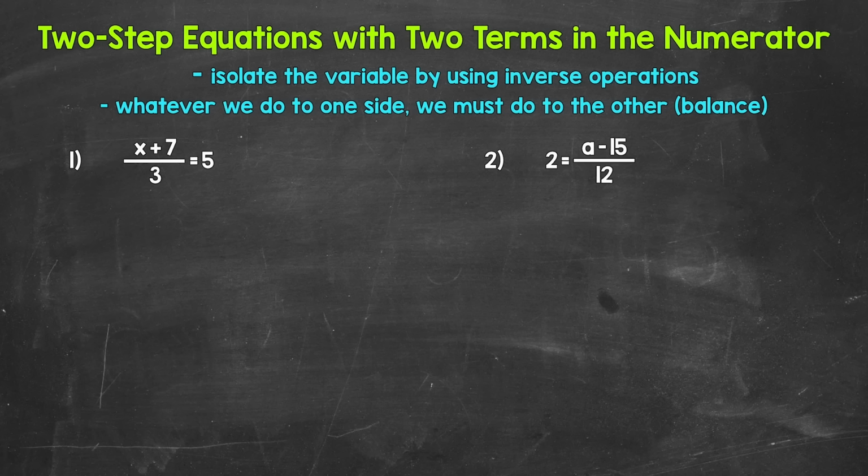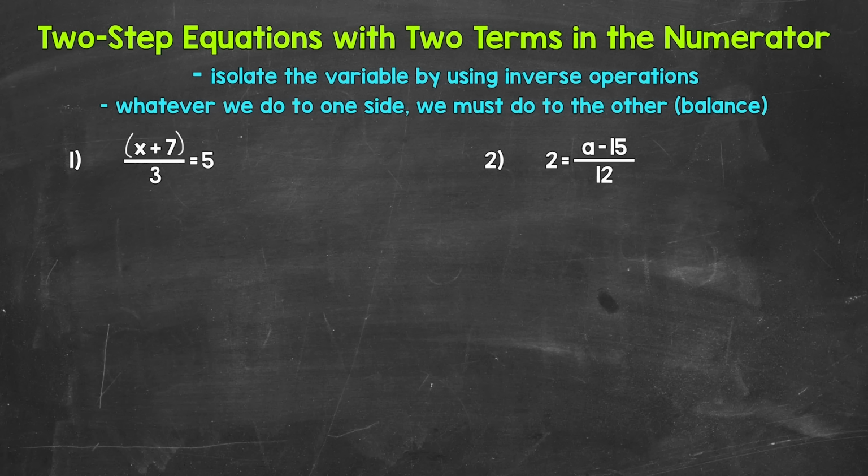Now, we're not just dividing x by 3 or 7 by 3. We can think of that fraction bar as a grouping symbol. x plus 7 is being divided by 3. We can even put parentheses here to group the numerator. Again, that fraction bar acts as a grouping symbol, and we divide the numerator by the denominator.